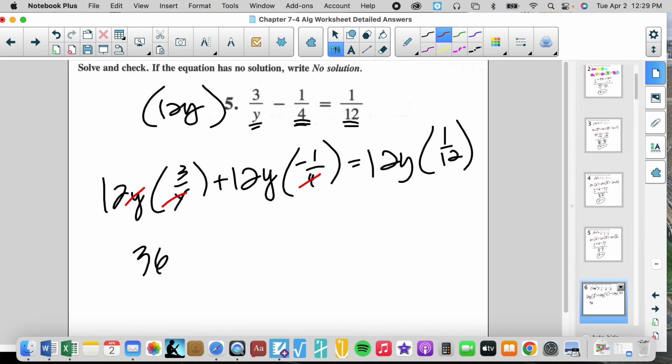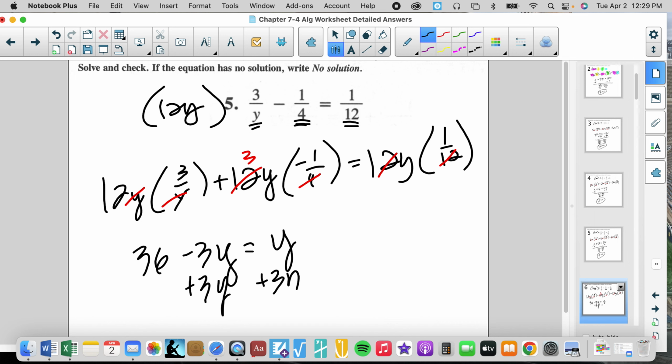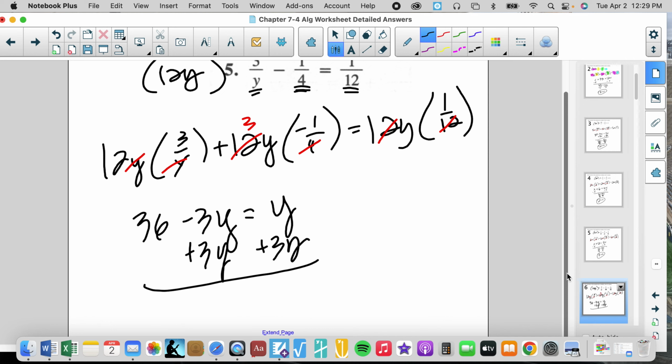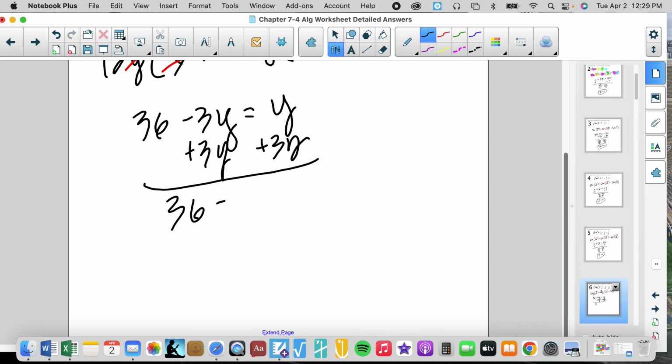We're going to cancel the 4 into the 12, which gives us 3y times negative 1, which is negative 3y, equals 12's cancel, left with y. We're going to add the 3y over. We have 36 equals 4y. Divide by 4. 9 equals y.